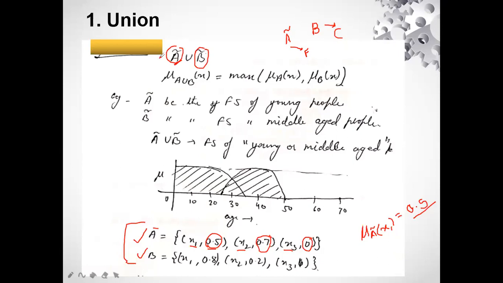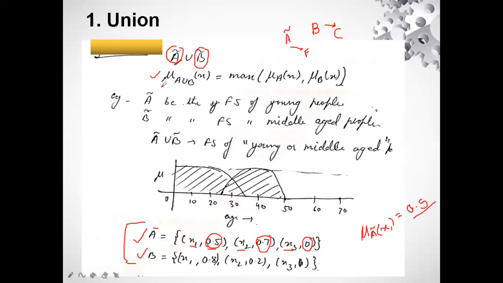Now, when we have an operation that is union, what are we going to do? Union, you all know, means the elements which belong to A, or also belong to B. All the elements which belong either to A or to B or to both, we consider that. That was for the crisp set. Here, how do we have the formula for this one? A bar union B bar.